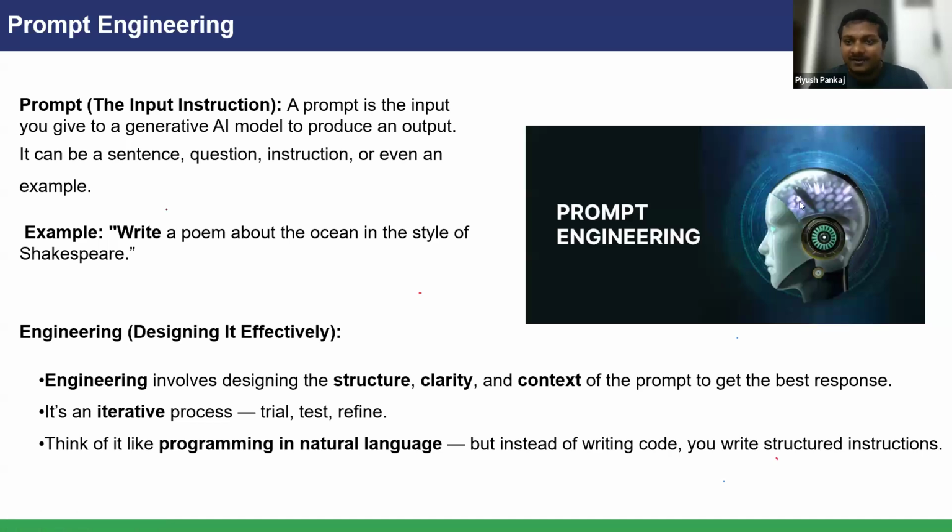Now we have one concept, prompt engineering, very important nowadays. Prompt engineering is basically whatever input we give to the model, the LLM, or whatever application you're using, ChatGPT or Gemini. That input is nothing but the prompt. The input that you give to a generative AI model to produce the output is the prompt. It could be a sentence, an instruction, or even an example.